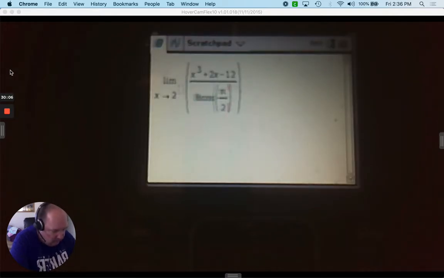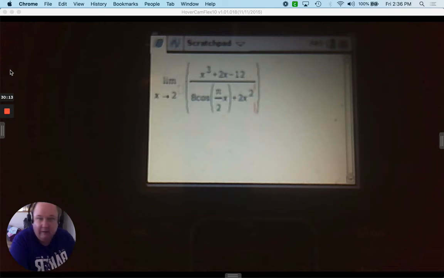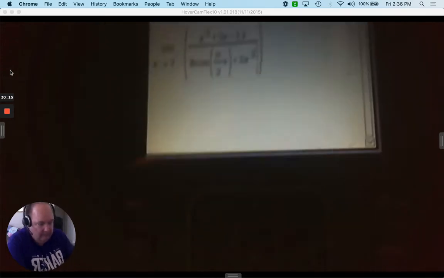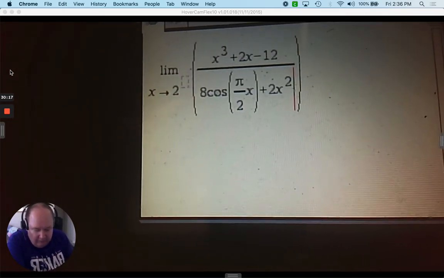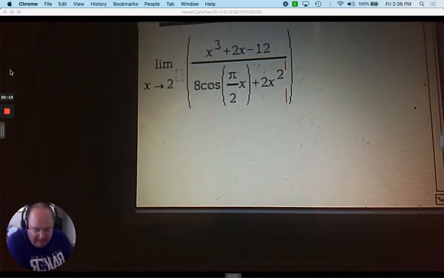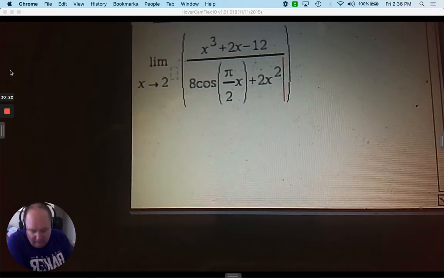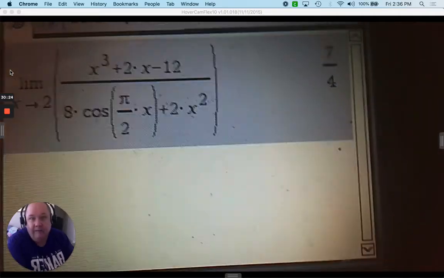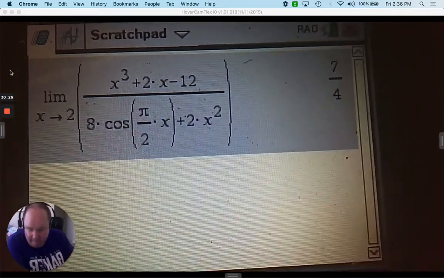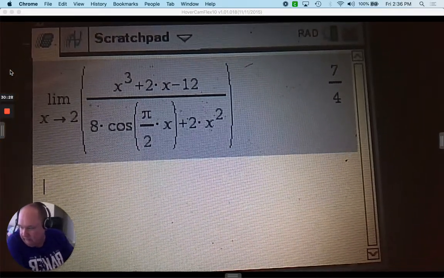x, move the parentheses, plus 2x squared. So just double check that I typed it in correctly. So again, x cubed plus 2x subtract 12, 8 cosine pi over 2x plus 2x squared. All right, so that answer, the limit, is 7 over 4.